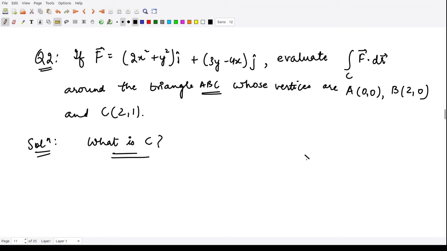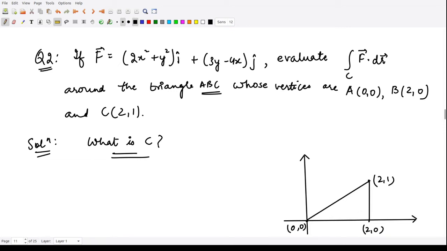So for that let me first draw this particular triangle. Our first point is this one, 0, 0. Our second point is 2, 0, somewhere here, and the third point is 2, 1. It would be directly above this, so it would be 2, 1. So our triangle would look something like this. And moreover we can name these points as given in the question. So this is A, 2, 0 is B, and this point is C.